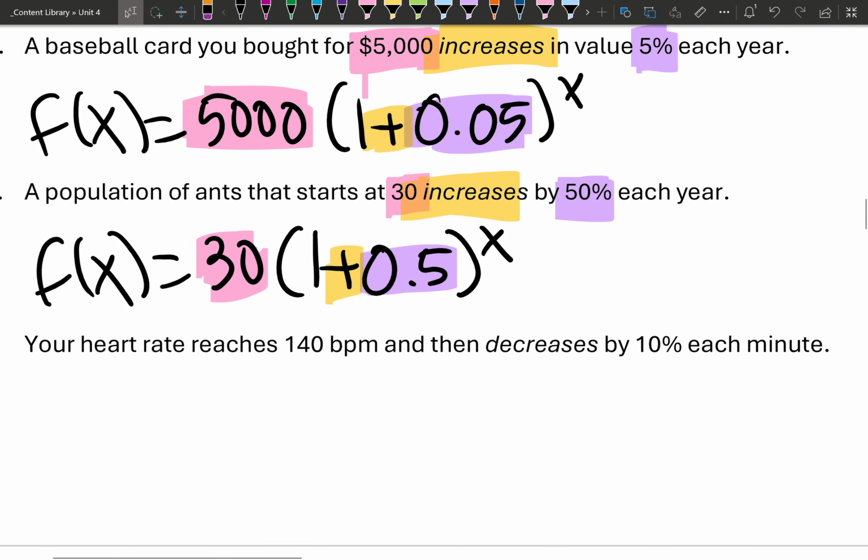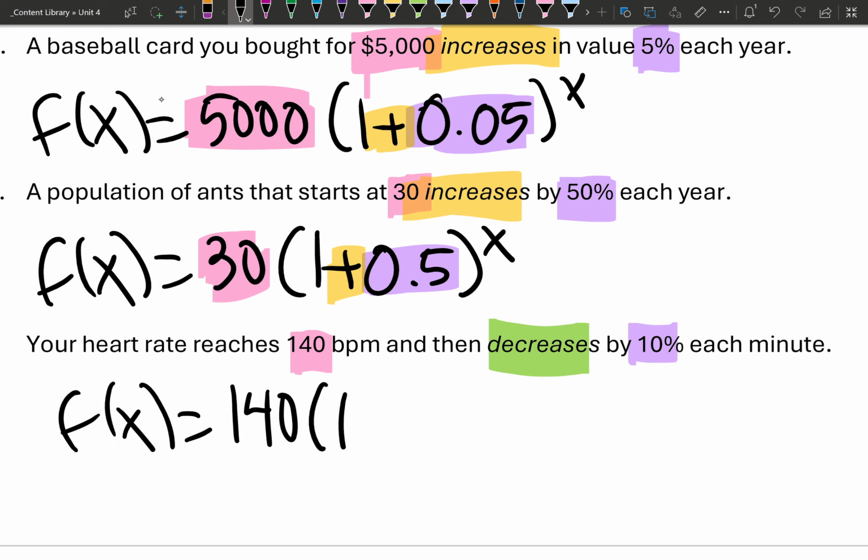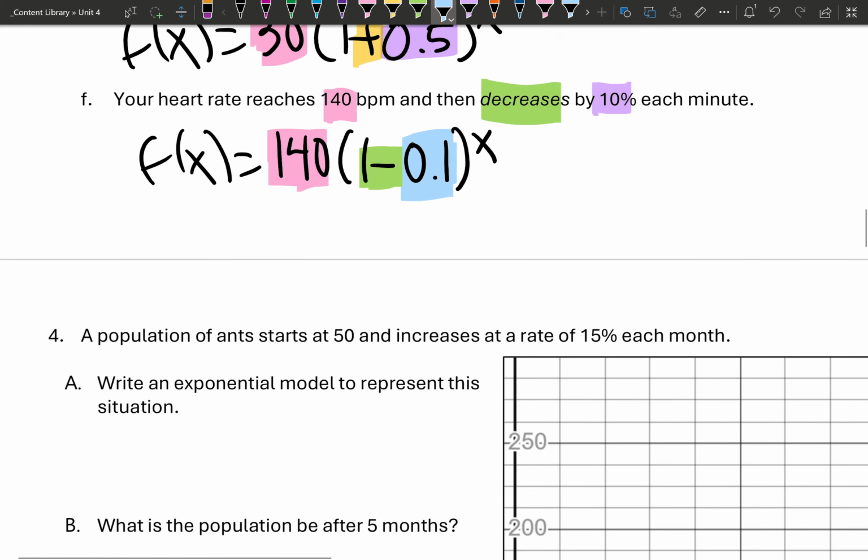All right, last one here. Your heart rate reaches 140 beats per minute and then decreases by 10% each minute. f of x equals 140, 1 minus, because we're decreasing, 0.1, because that is 10% as a decimal. Okay. Next, let's actually apply this. Let's do some problems, let's graph them, and use our calculators a bit.